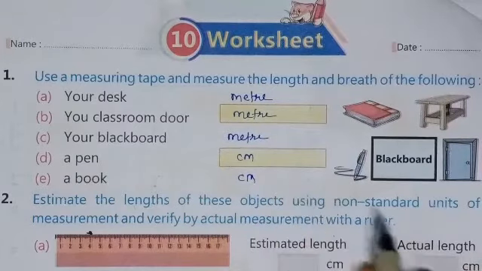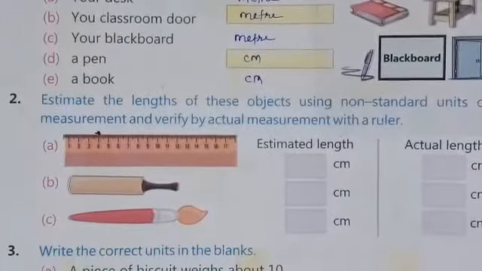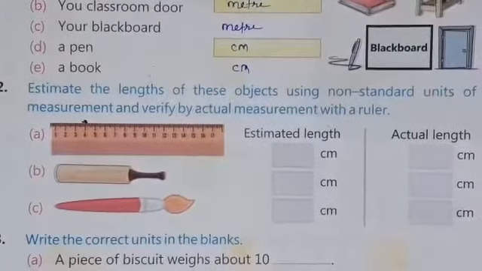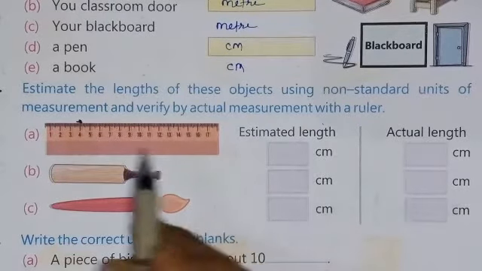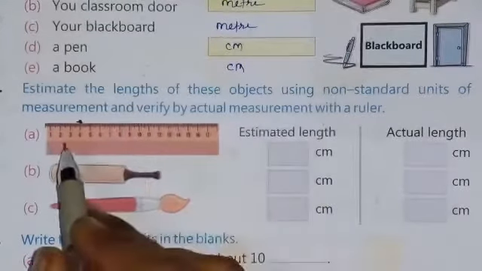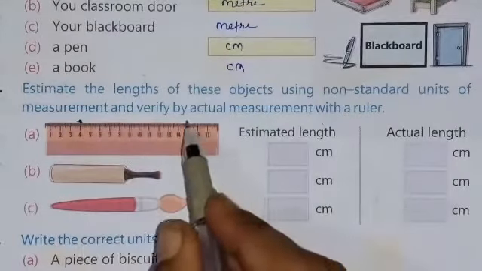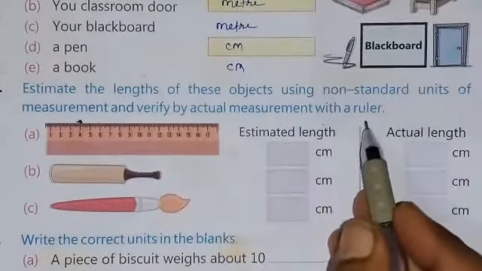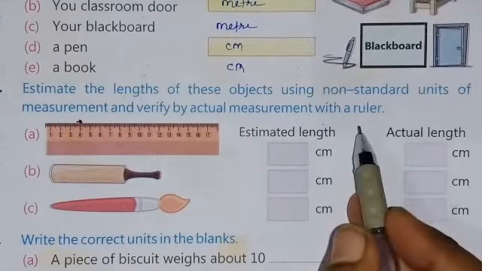Okay students, see the next question, number 2. Question 2 is: estimate the length of these objects using non-standard units of measurement and verify by actual measurement with a ruler. The question is, estimate the length of these objects. We have to check the length of these objects in non-standard units of measurement and verify by actual measurement with a ruler. Okay students, so how to write all these things?